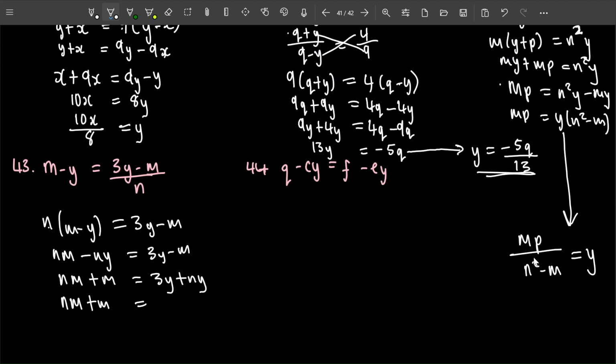I pull y out, and then I remain with 3 plus n. I take it to the other side. I have (nm plus m) over (3 plus n) being equal to y. Beautiful. And I'm done. And I'm left with one more question.